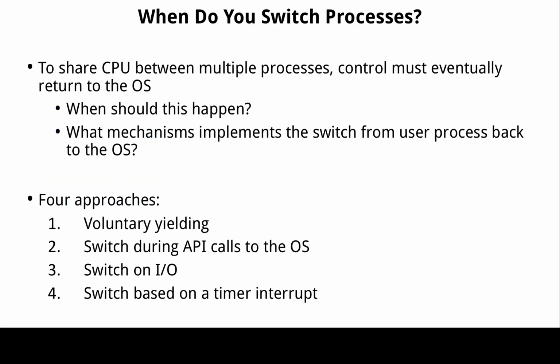So there are basically 4 different approaches we can use to make sure that the CPU will not only keep executing in the userland. We will have a chance to go back to the kernel to do something else. 4 basic approaches. The first approach is called voluntary yielding. The idea is very simple.